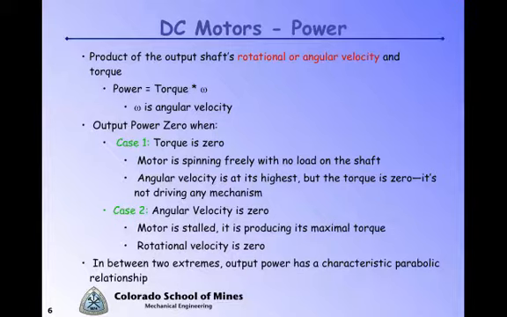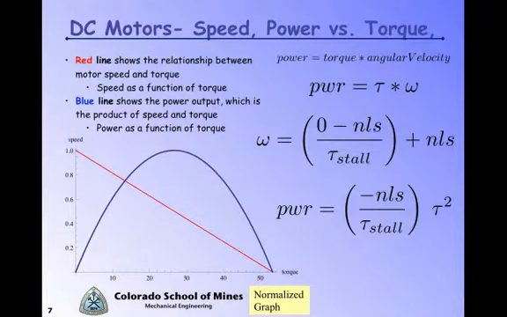On the other hand, at stall, the angular velocity is 0. And so when we have 0 velocity, we aren't producing any power. So those are the two extremes that represent the two ends of the parabolic relationship. That is the power-torque curve, and that's shown here.